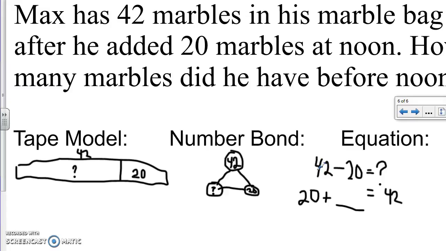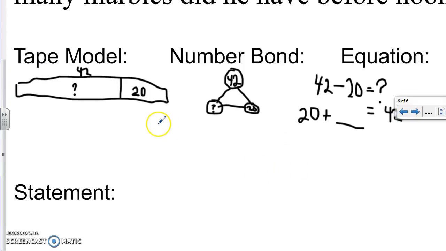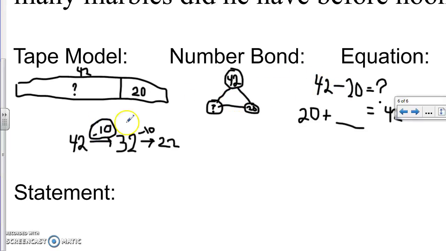Alright, so if I solved 42 minus 20 using the arrow method, I would start at 42. I would count backwards, take away 10, and that would equal 32. And I would take away another 10 because I want to take away 20, and that would equal 22. So notice I started at 42, and I'm taking away 20. So I took away 2 10s, which is 20, and I ended with 22. So I know that the missing part is 22.